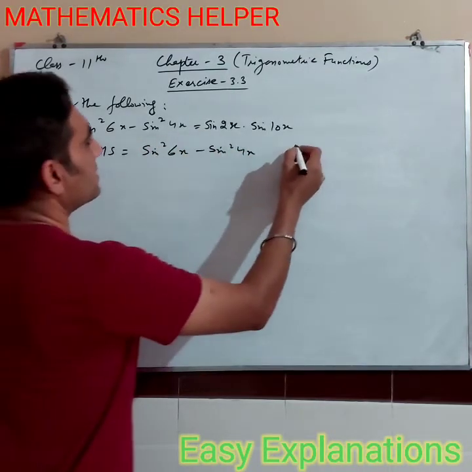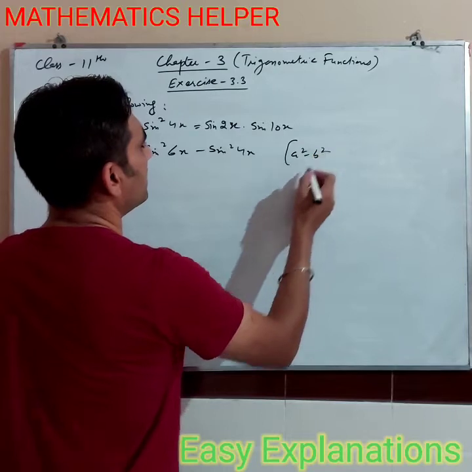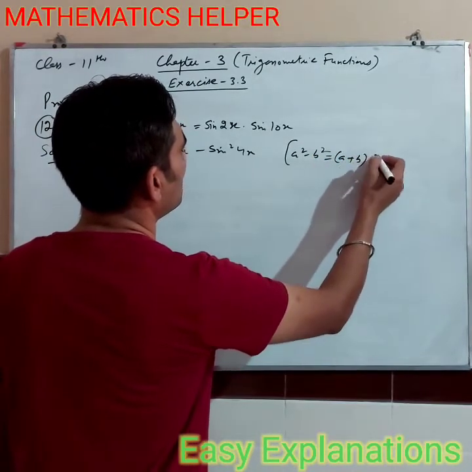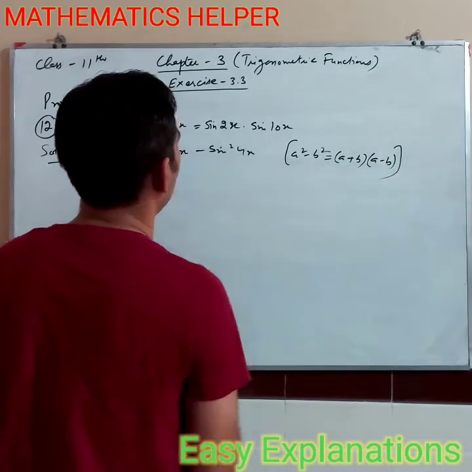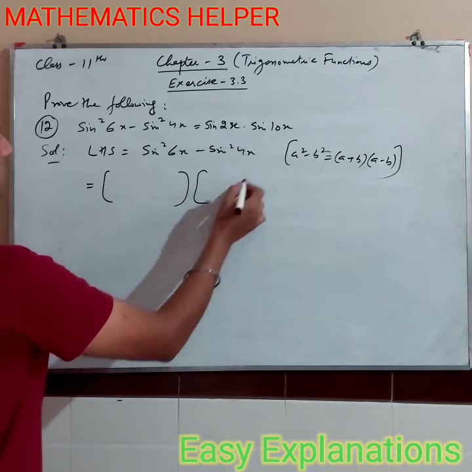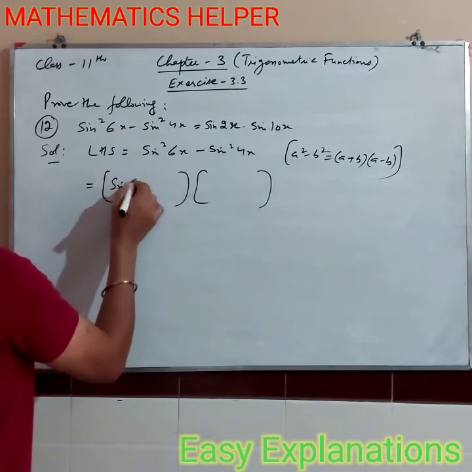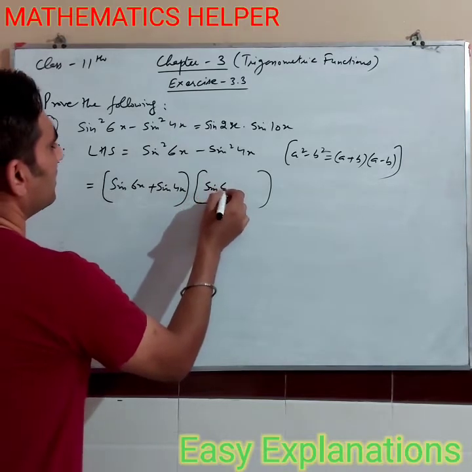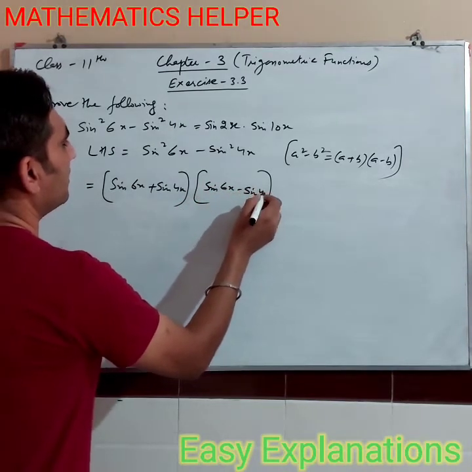Isn't it same as formula a square minus b square? And try to remember that formula, that is one time add these, one time subtract these values. So here we have to add one time these values and one time we will subtract these two. Means sine 6x plus sine 4x, sine 6x minus sine 4x.